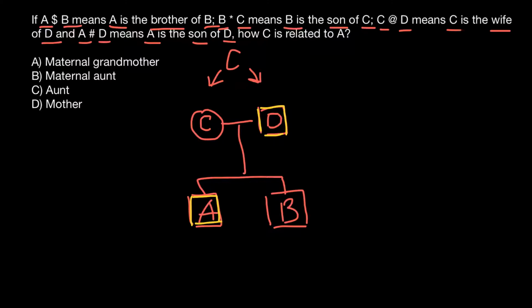And with the last question, how C is related to A, we see that C is a mother of A. So this is answer D. Very easy question today. I hope everyone solves this problem correctly.